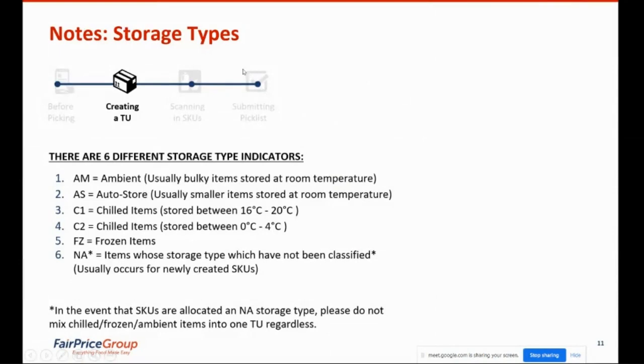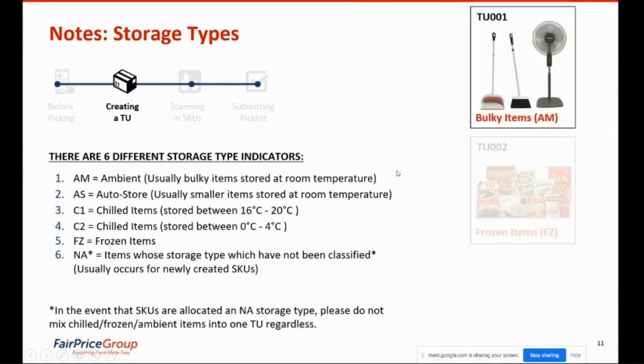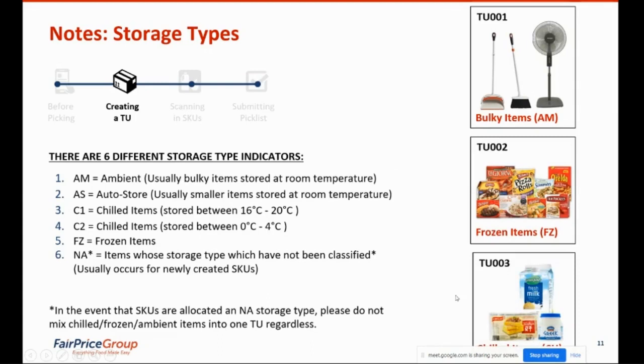So just going back to storage types as well, I'm sure you will also be familiar with the various storage types that we have in Marketplace. We do require you to pack the items separately by storage type. You would see here, for example, all your bulky items or ambient items will have to be under one TU, and then all the frozen items will be in another TU, and then of course chilled items will be packed in a separate TU, as per this picture example. Further information on storage types can be found on this slide. This slide deck will be emailed to you after this session.